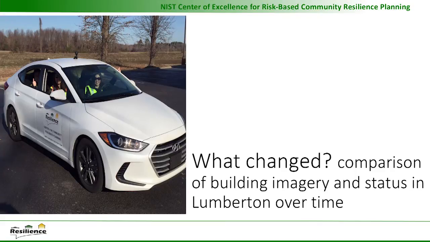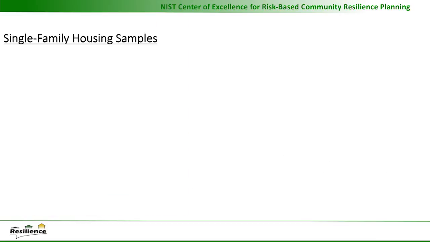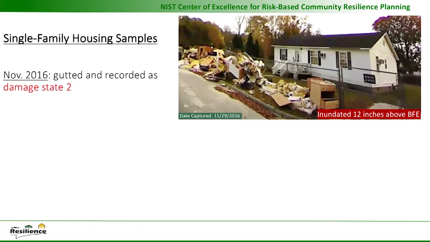So what changed? I want to take a look at some building imagery that we captured through street view style cameras. So first, let's take a look at single-family housing samples. This sample here we recorded as having been gutted in 2016 when we visited it, and you can see the piles of trash in front of this structure, and we recorded this as a damaged state too. This damaged state is on a category, it ranges from 0 to 4, where 0 would be no damage and 4 would be complete damage.